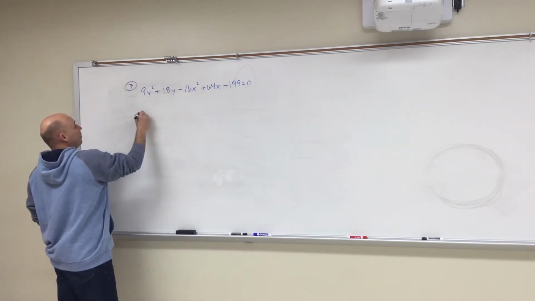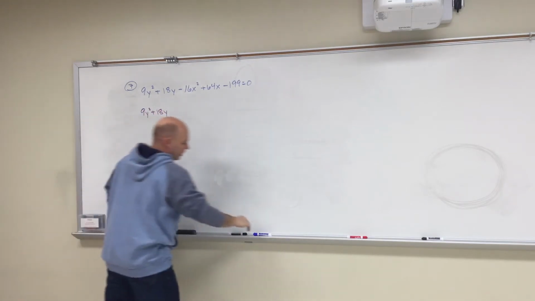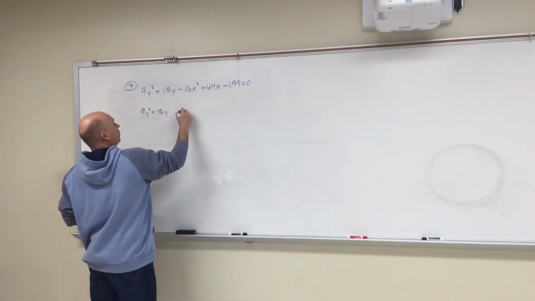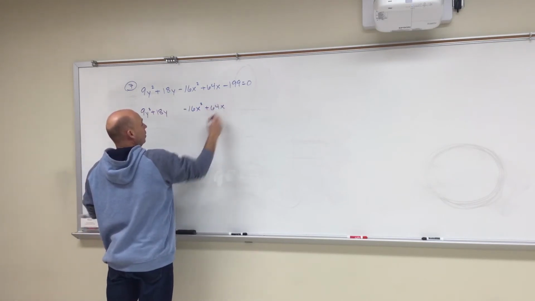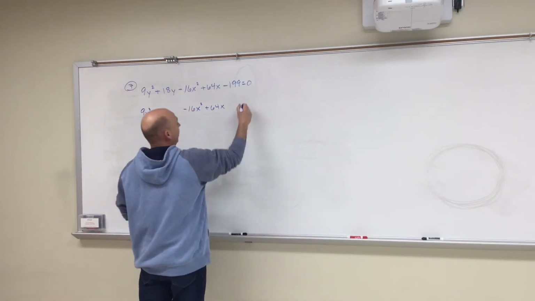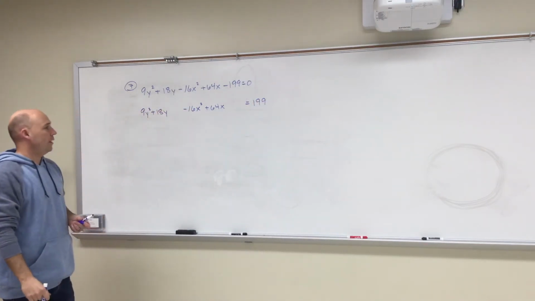So my y's are together, so I've got 9y squared plus 18y. And I'm going to kind of color code this for you. My x's are together, I'll make those blue. Negative 16x squared plus 64x. And then I'm going to subtract, or add, 199 to the other side. All right, so that's what I have right now.